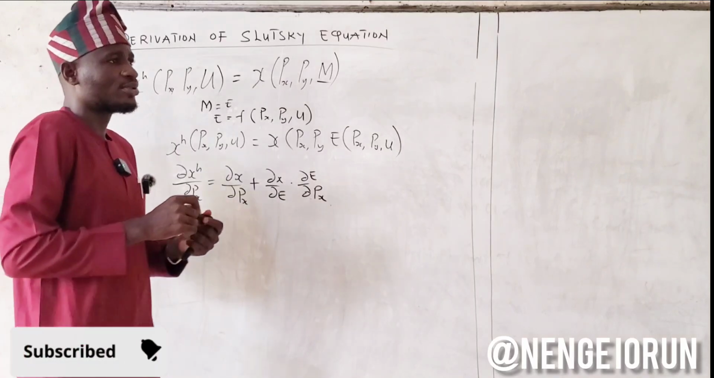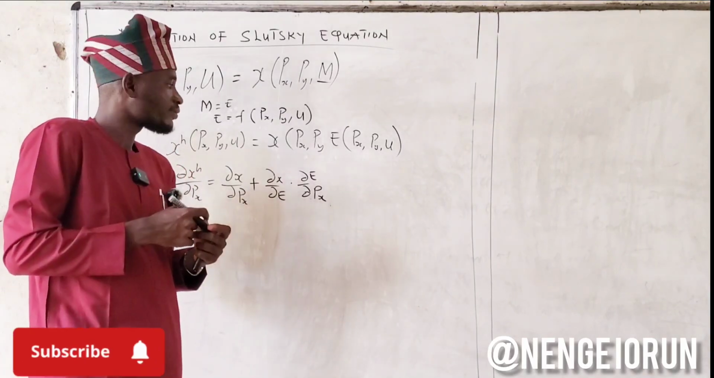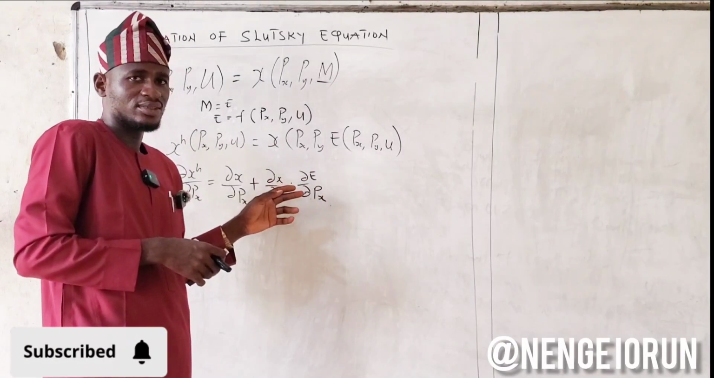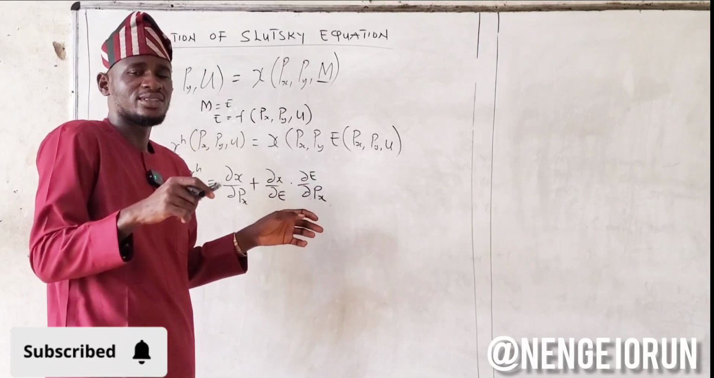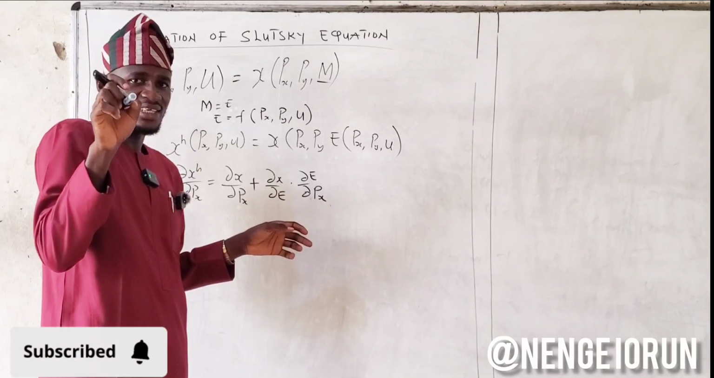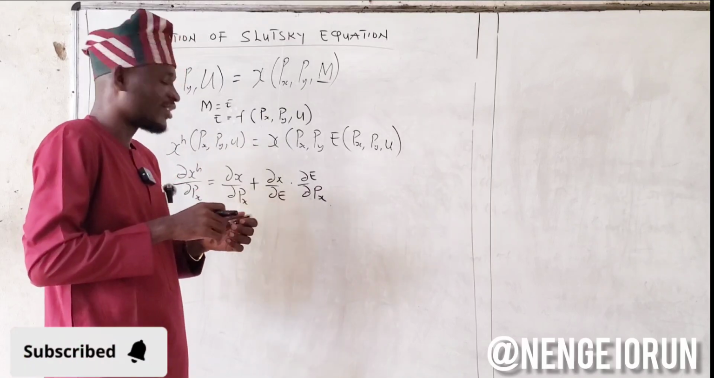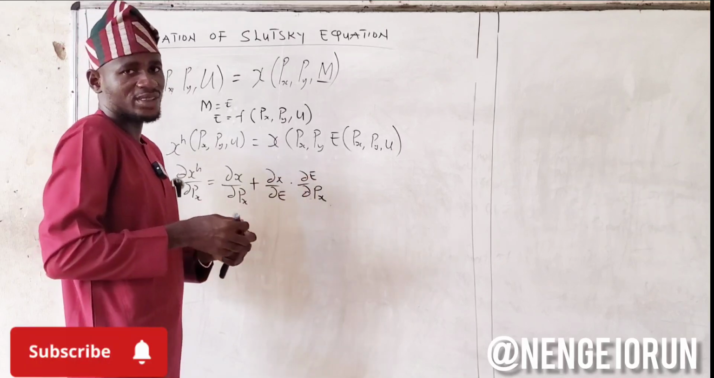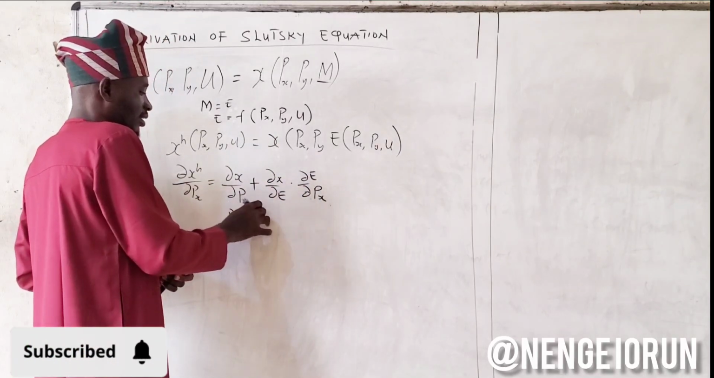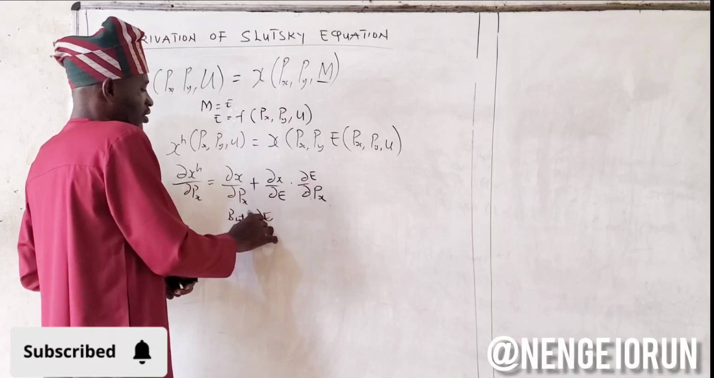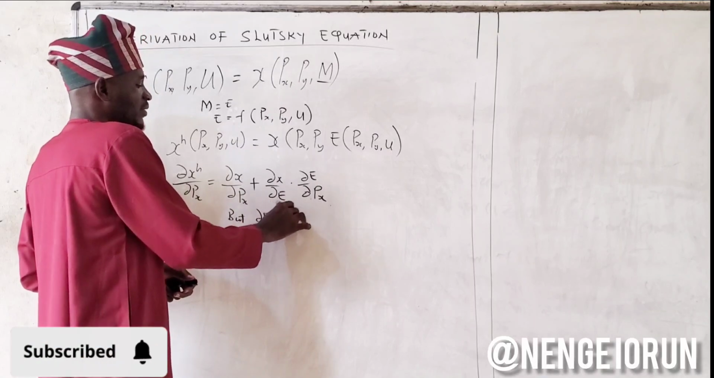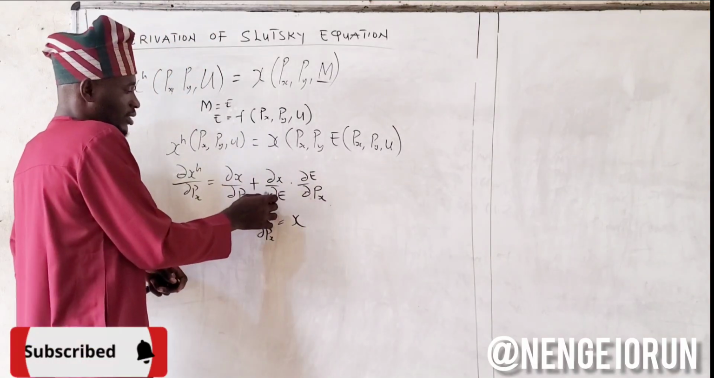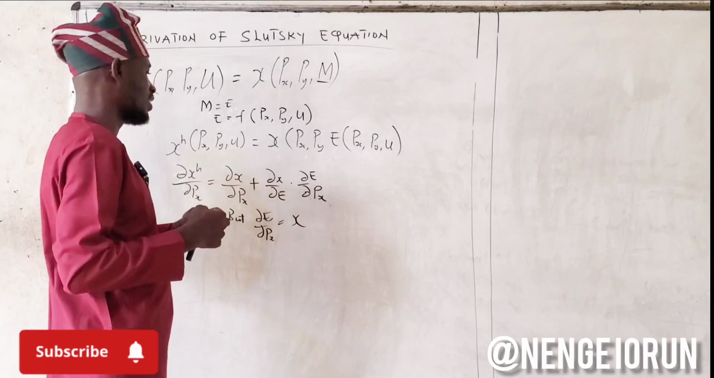Now, according to the envelope theorem, the derivative of an objective function with respect to the price of a particular commodity is equal to the commodity itself. Now, the commodity is X. The objective function in this case is the expenditure function. So the partial derivative of E with respect to Px is equal to X, by the envelope theorem, because E is the objective function in this case.